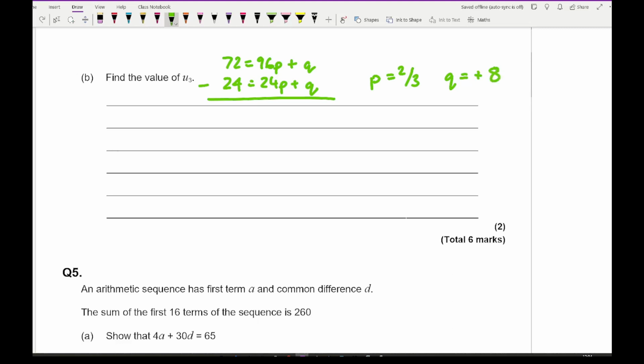So from this, we can use these values to work out what U3 is going to be. U3 is going to be U2, which is 72, times p, which is 2/3, plus 8, and I type that all into my calculator and I get an answer of 56.